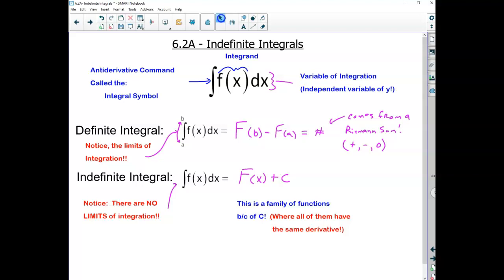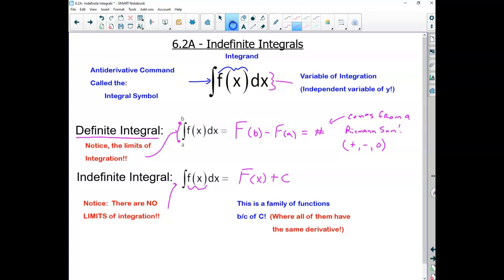We saw that yesterday or the day before in the slope fields, where that c value just vertically shifts our f function up or down. All of the functions within this family have the exact same derivative, and their derivative is little f of x right there. They don't differ by a constant in their derivative, but their antiderivative does. Okay, so that's the difference between a definite integral and an indefinite integral.